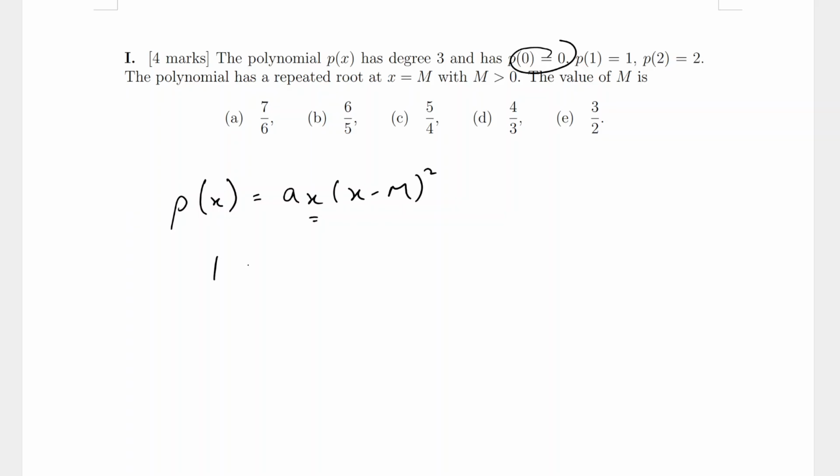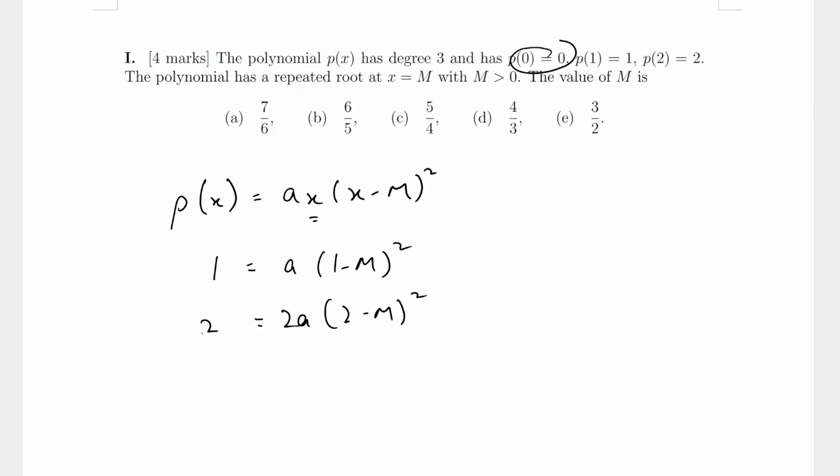So 1 equals a times 1, and then times 1 minus m all squared. Same logic. 2 equals a times 2, so 2a, and then 2 minus m all squared. Okay, how do we solve these? Now, I'm interested in m, right? I'm interested in m. I really don't care what a is, so I have to find some way to eliminate the a. What can I do?